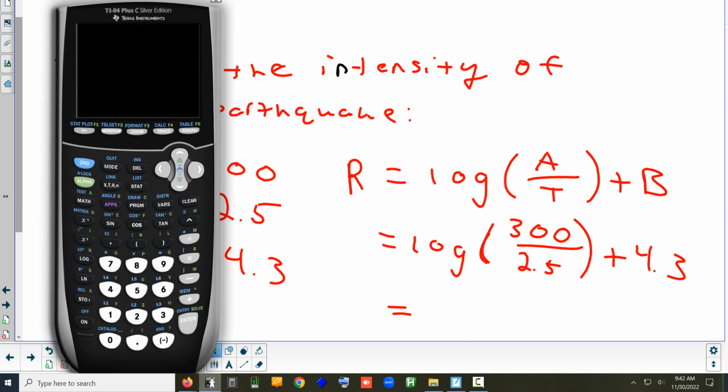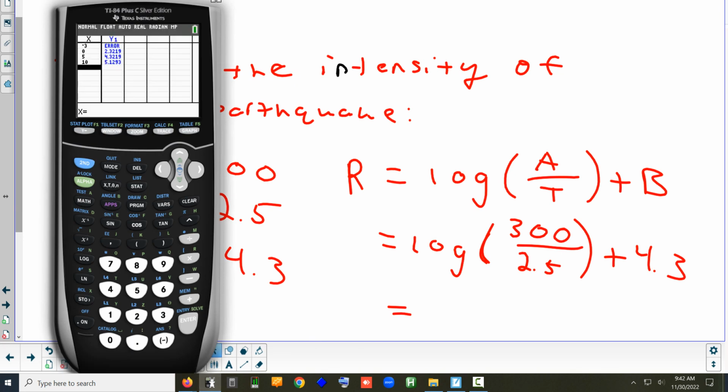Yep. Are we assuming that this is log base 10? Yes, because whenever you don't have a base written, the base is always 10. Yep, this is base 10. So log of 300 divided by 2.5, and then plus 4.3. Okay, so that would be a magnitude 6.4 earthquake. They usually round the magnitude to one decimal place. When I've heard it on the news, I've never heard them say a magnitude 6.379181. They usually do one decimal place. So about 6.4.